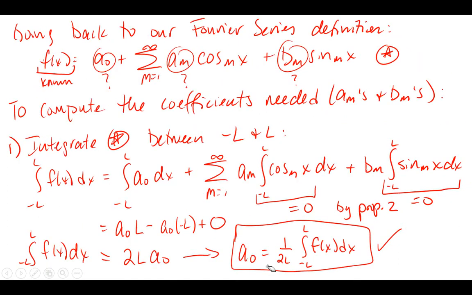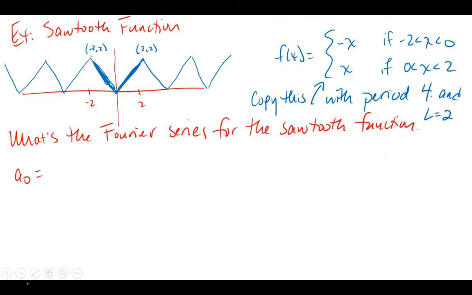So to get A0, I'm going to do this guy. I'm going to do 1 over 2L. For us, L is 2. So I'm going to do 1 over 4, 1/4, integral -2 to 2 of the function. So you see, L is 2. So 1 over 2L, great, integral -2 to 2 of the function.